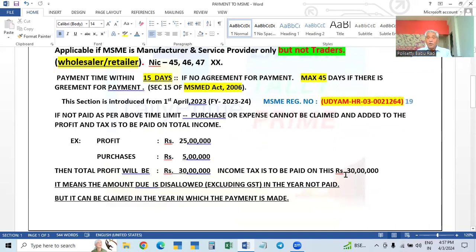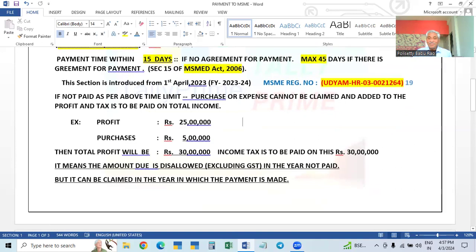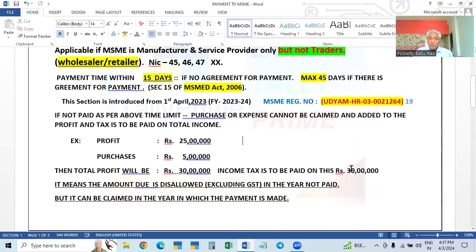So in this case, you have to pay the income tax on 30 lakhs, plus interest for the delay after the due date till the end of the financial year. So this will be added back to the profit, the purchase or expense, and it will be allowed in the next financial year when it is paid.